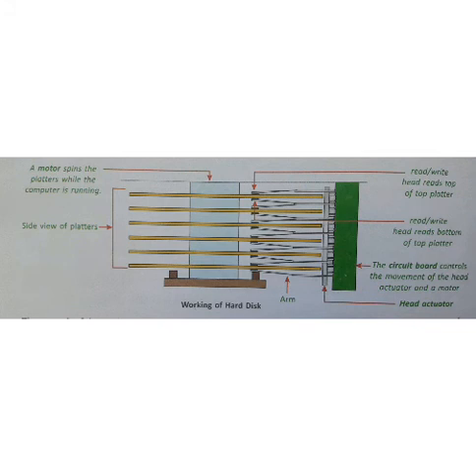The hard disk has arms that move the read write heads. What is the use of arms? Arms are used to move the read write heads to the proper location on the platter. It is moving the read write heads on the platter.